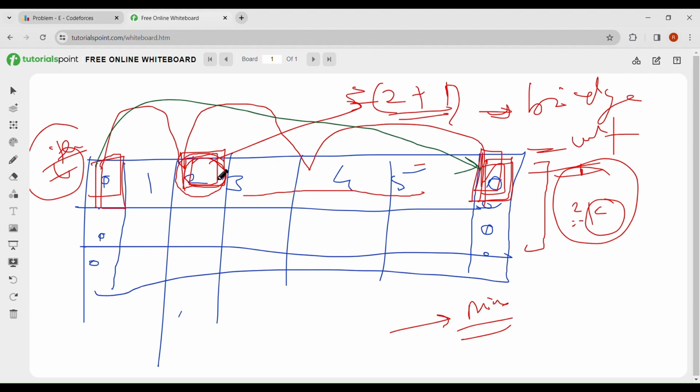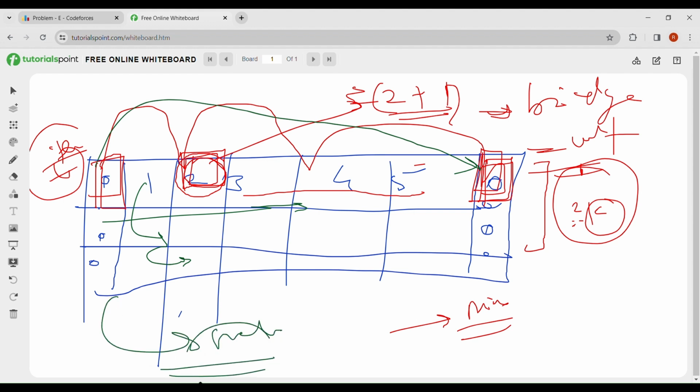You need to make such a bridge where the condition should be fulfilled: after d there should be one column, or at minimum, below that d distance there should be one column. So we need to make k bridges, and consecutive. Since consecutive is mentioned, we need to make consecutive bridges, return the summation of that, and from all the possibilities return the minimum value.